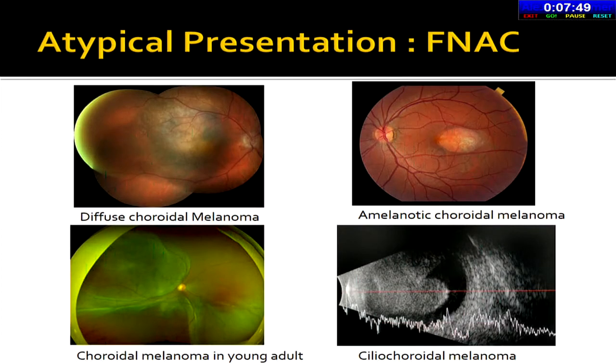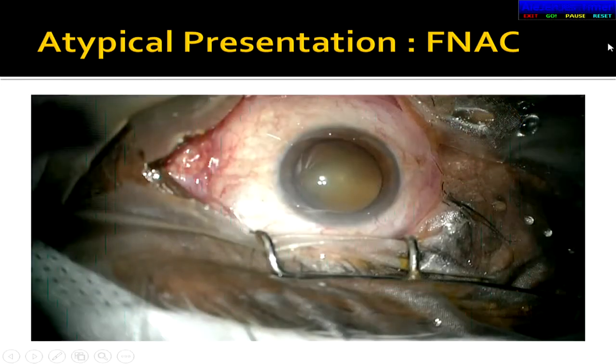Sometimes you find a very atypical presentation where you need to do fine needle aspiration cytology, where you have to take into account the risks versus the potential benefit of this FNAC, like in the case of diffuse choroidal melanoma, in very young children with a choroidal mass like this, a very anteriorly located mass, and sometimes an amelanotic choroidal lesion. I'll skip this video. We can do FNAC with a two-port pars plana approach, and then you can get the cytology also.